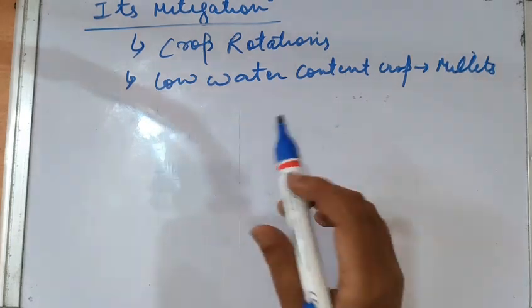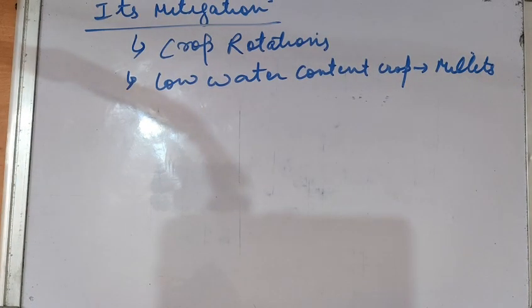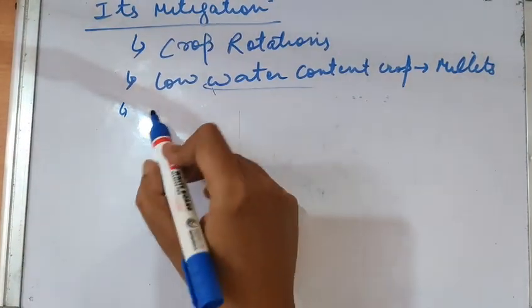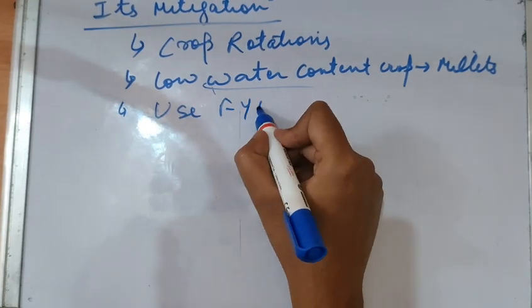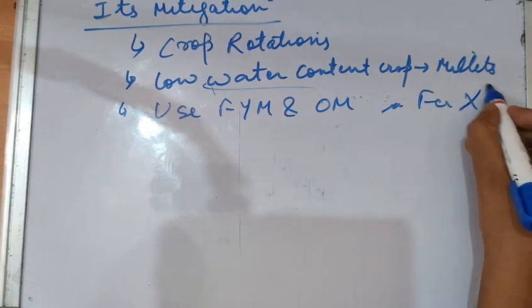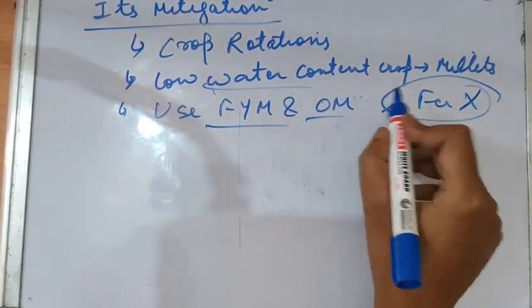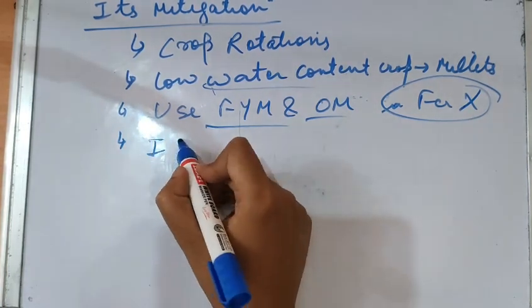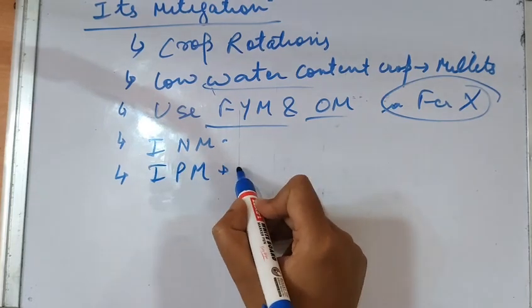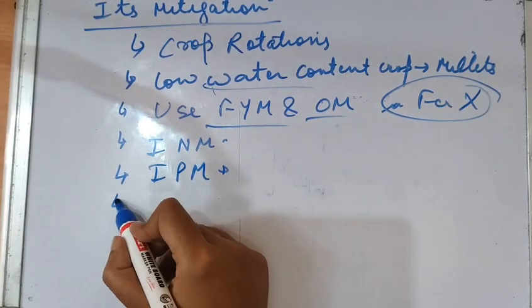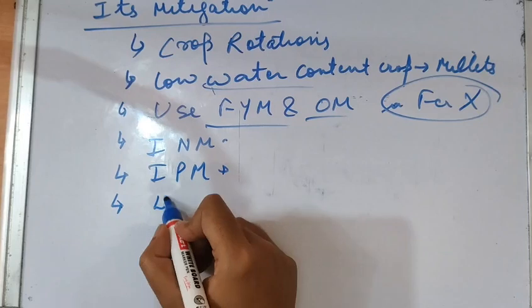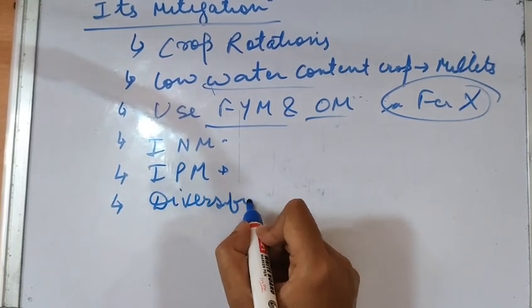What it will do? It will first of all conserve the water, and the problems of soil erosion and leaching to groundwater can also be decreased. You will use FYM and organic manures instead of chemical fertilizers. We will do integrated nutrient management, integrated pest management using biological methods. Example, use of dragonfly, I have told you several times. We will do diversification of crops, grow different crops in different seasons.